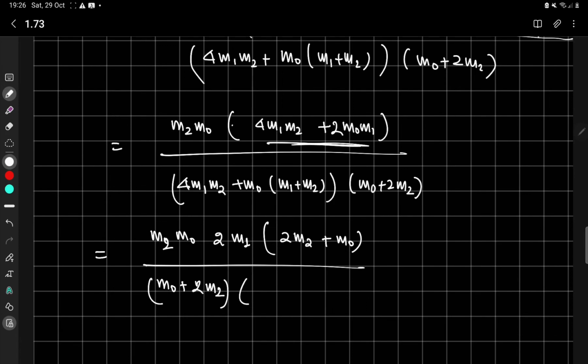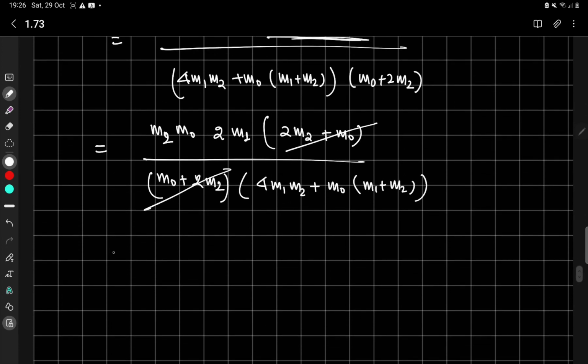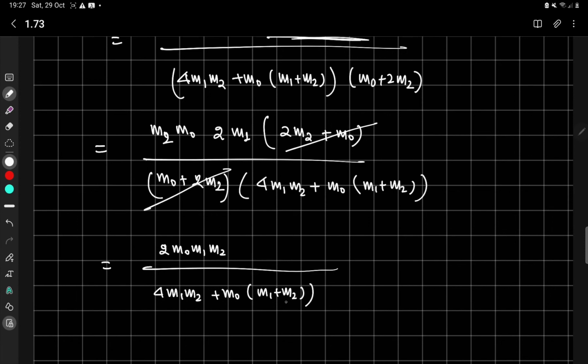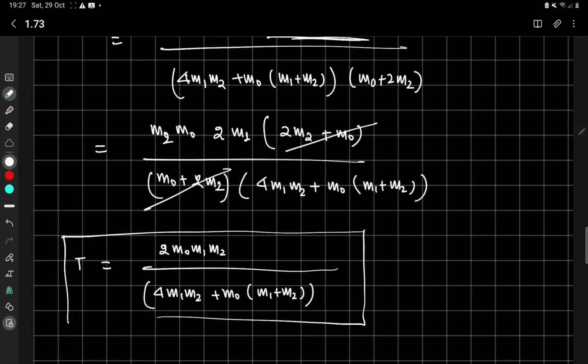So we can write here 4 m1 m2 plus m naught times (m1 plus m2). So this m naught plus 2 m2 and m naught plus 2 m2 will get cancelled, and finally we will get 2 m naught m1 m2 whole divided by 4 m1 m2 plus m naught times (m1 plus m2). Okay, so this is the expression of t we got.